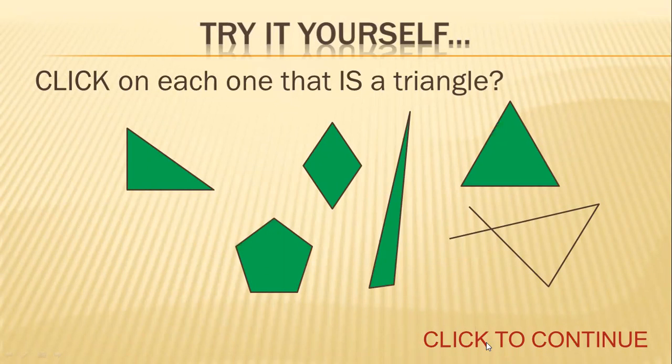Click on each one that is a triangle. It's the one all the way to the left. Yes, the really long, stretched out one. And then the top right. Yes, but this is not a triangle once again, so we have only three. Okay, now let's see the next one.